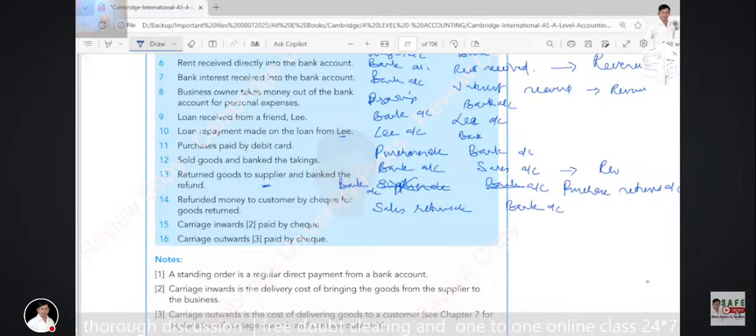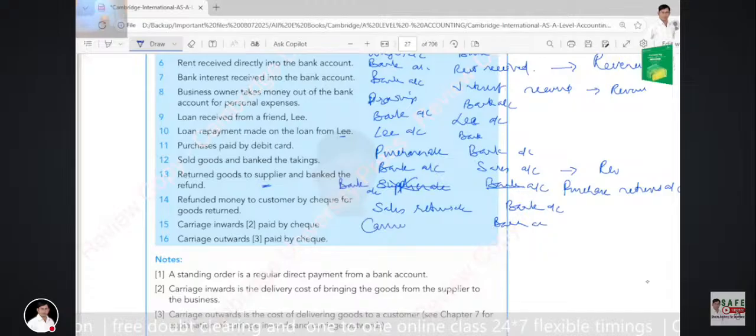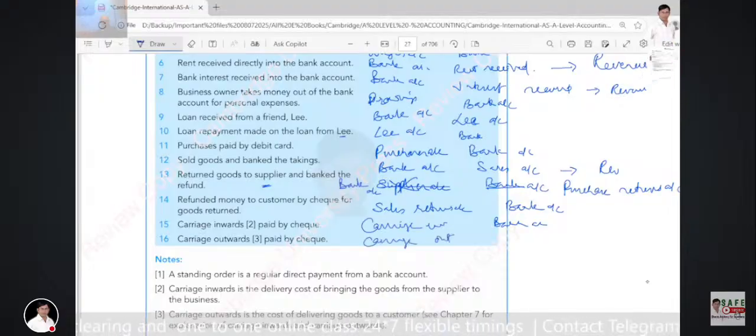Carriage inward paid by check. Whether it is carriage inward or carriage outward, money always goes from the bank. We have to specify whether it is carriage inward or outward. Carriage outward is also an expense. Whether it is carriage inward or outward, it is always an expense, so money will always go from the bank.